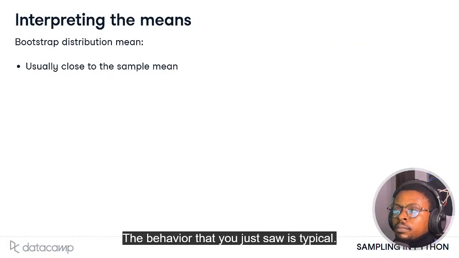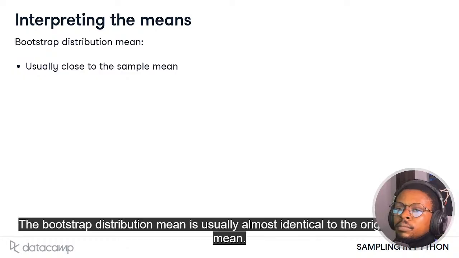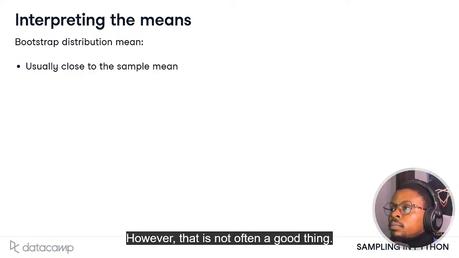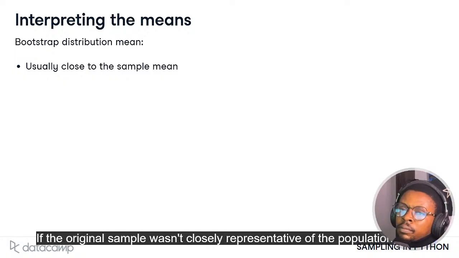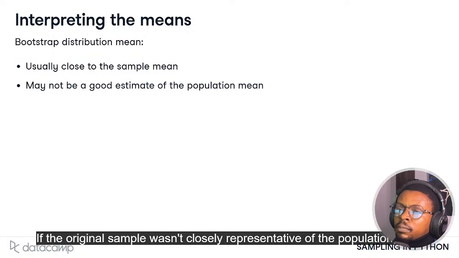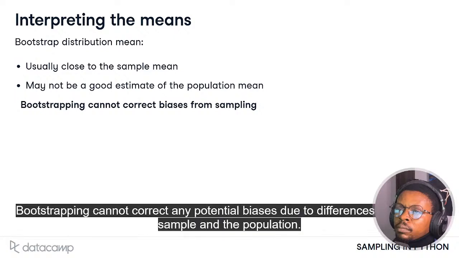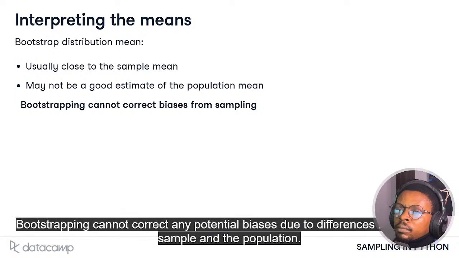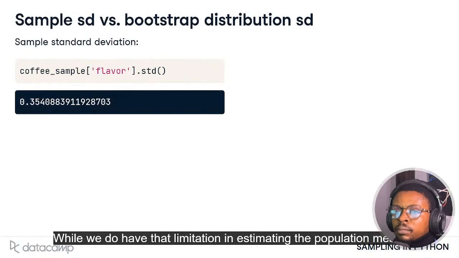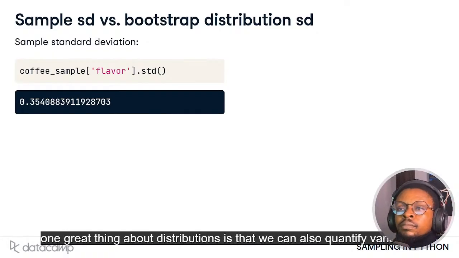The behavior that you just saw is typical. The bootstrap distribution mean is usually almost identical to the original sample mean. However, that is not often a good thing. If the original sample wasn't closely representative of the population, then the bootstrap distribution mean won't be a good estimate of the population mean. Bootstrapping cannot correct any potential biases due to differences between the sample and the population.